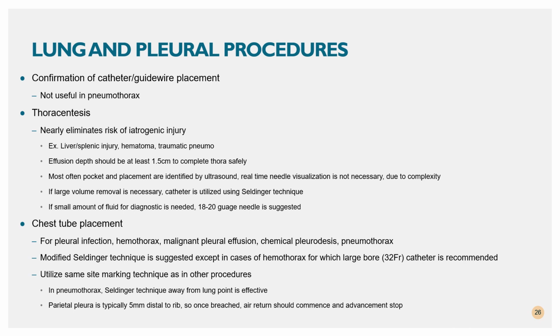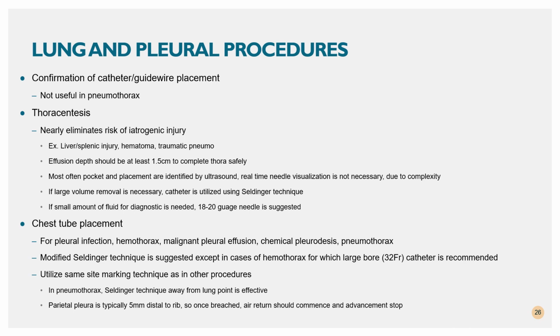For chest tube placements, these will be used for, as you know, pleural infection, hemothorax, malignant pleural effusions, chemical pleurodesis, and pneumothorax. And they suggest using a modified Seldinger technique, except in cases with a hemothorax where there's some large clots. In this case, they suggest a large bore 32 French catheter. And of course, that would also be dependent on the time frame you're at.